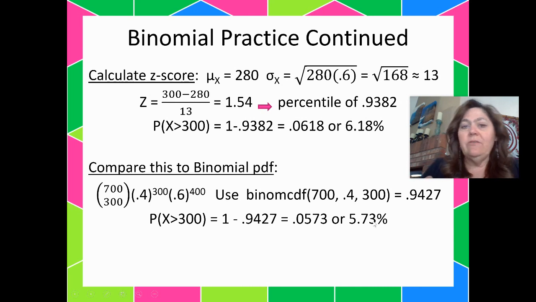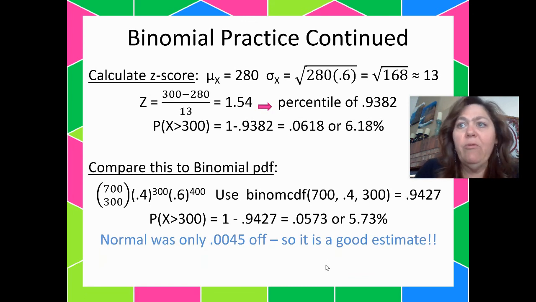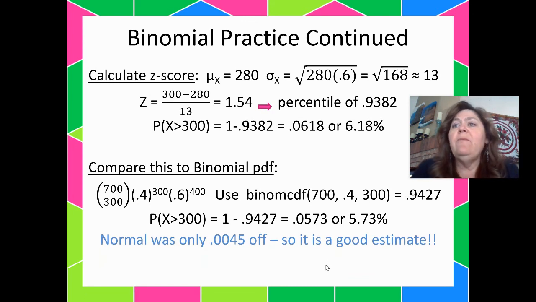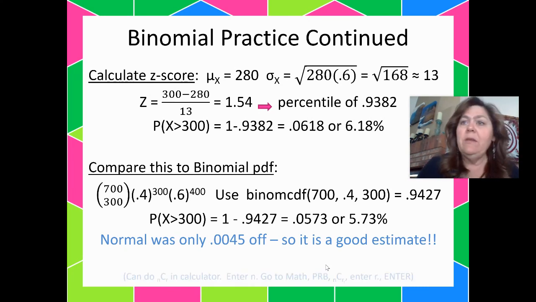As you can tell, they're not exactly the same, but remember, the binomial is accurate. The normal is an approximation. But on the other hand, they're only 0.0045 off. That's less than 0.5% of a difference. So when you need an estimate, the normal distribution is a good estimate. If you need to be exact, then you must use binomial PDF.